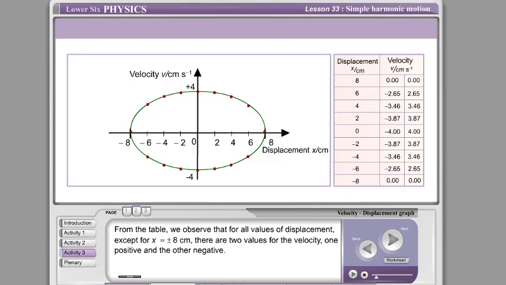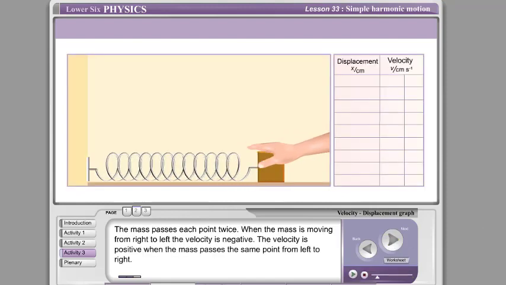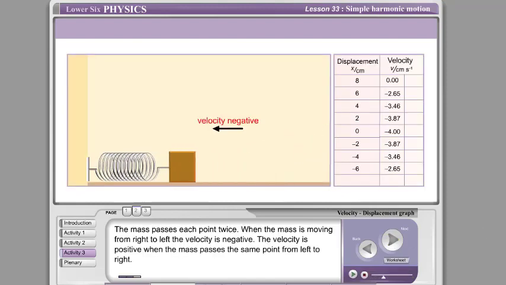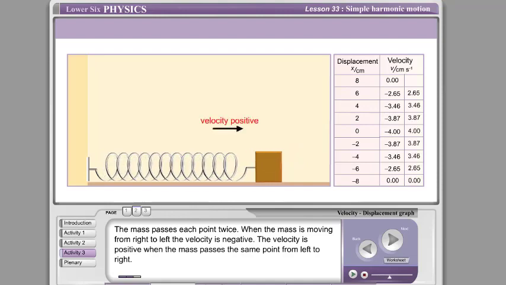From the table, we observe that for all values of displacement except for x equals plus or minus 8 centimeters, there are two values for the velocity, one positive and the other negative. The mass passes each point twice. When the mass is moving from right to left, the velocity is negative. The velocity is positive when the mass passes the same point from left to right.